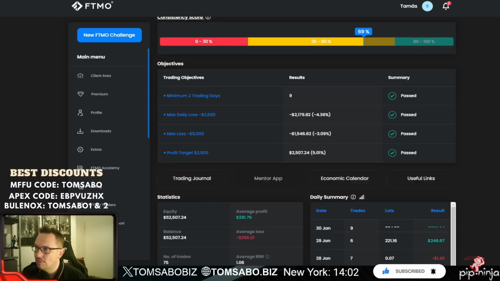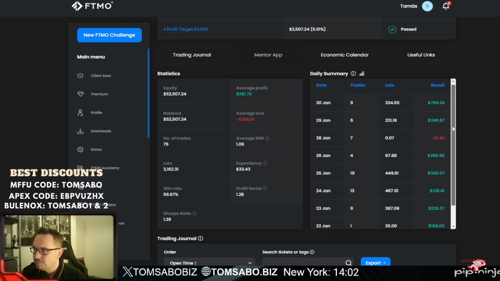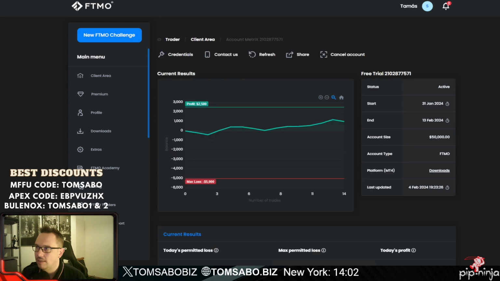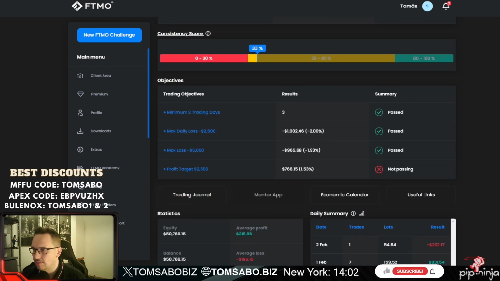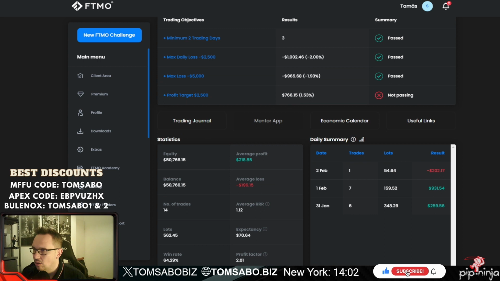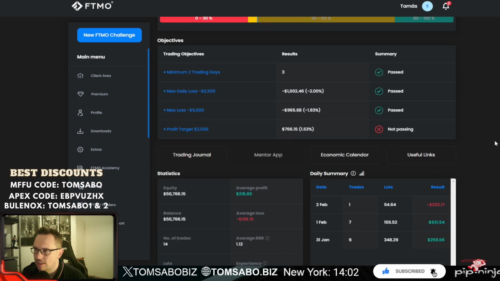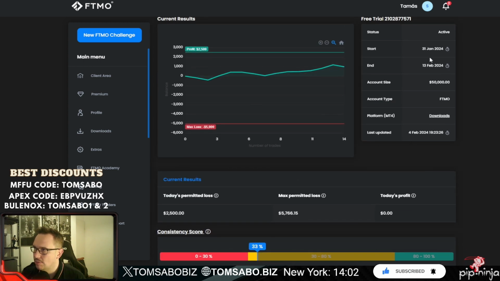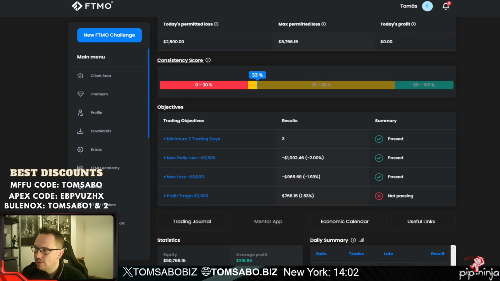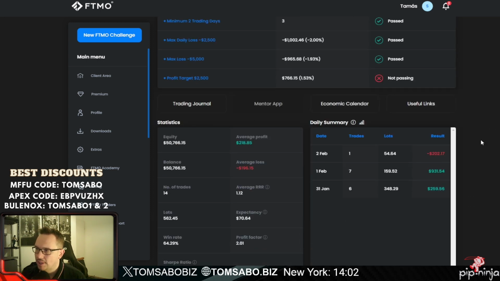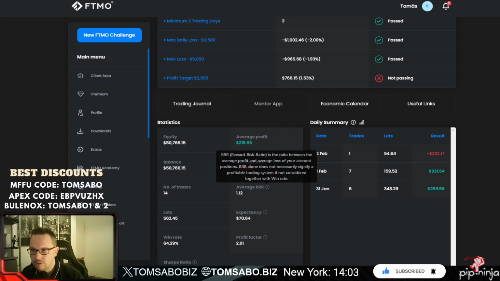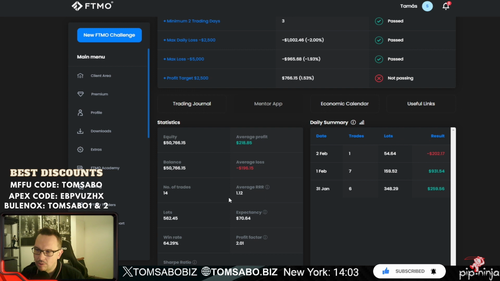I'm already doing my third account here, but so far the results are not that good. Already up $766. Started this one on the 31st of January. Only had 3 trading days. The difference here, and the average risk reward is very interesting, is that if I take partial profit on MetaTrader, then it calculates a little bit different. The risk reward has been calculated differently.